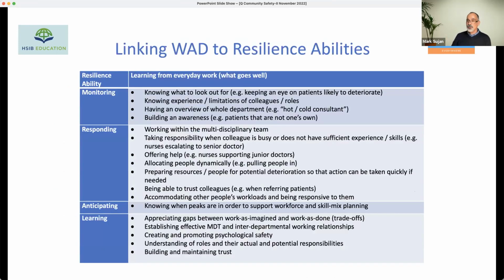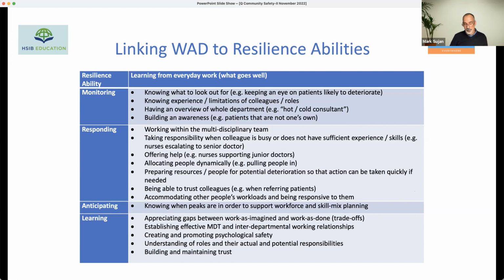So what we tried to do was go a slightly different way with our safety tool hat on. Based on the FRAM representation, where we try to understand what the performance variability is and how people manage deterioration on an everyday basis, or as and when it happens, we try to link the identified performance variability to the resilience abilities. And what we found was things such as, people start to build an awareness of what kind of patients might be likely to deteriorate.